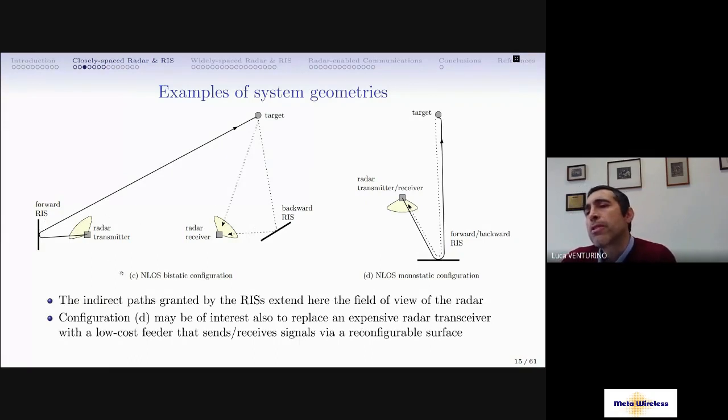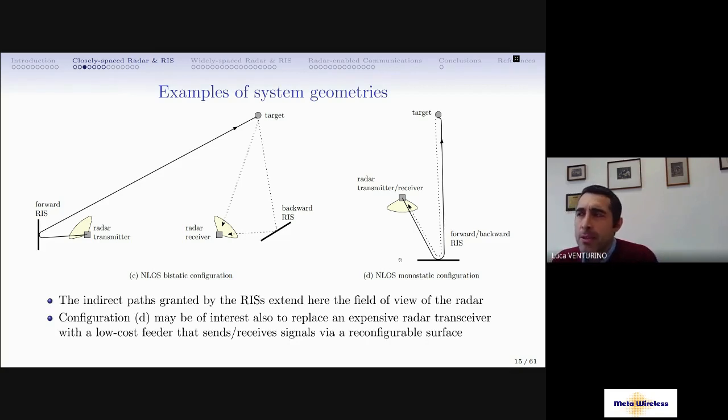In this configuration on the left, we are assuming that the radar receiver still has a direct view of the target. But if we go to the configuration on the right, here we have the other extreme, where neither the radar transmitter nor the radar receiver can directly observe the target. And therefore, we use an RIS to search for such a prospective target.